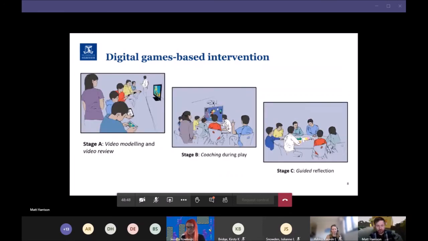And just extending on Jess's point, we designed a 3-stage system. In stage A, we use video modelling and video review. Stage B is coaching during play, which is the practice of the skills. And stage C is guided reflection, saying which skills we used. What we find is really effective is recording the players working together in stage B, when they're practicing the skills they've been learning about, and then playing it back to them the next week in stage A.